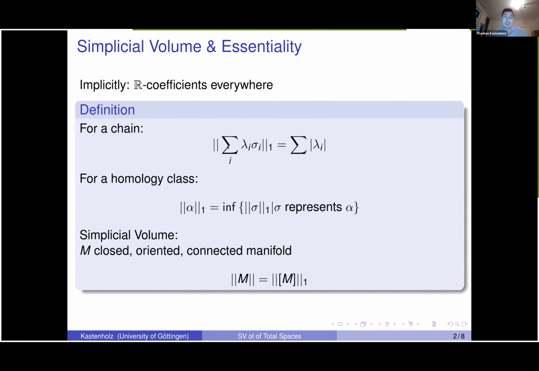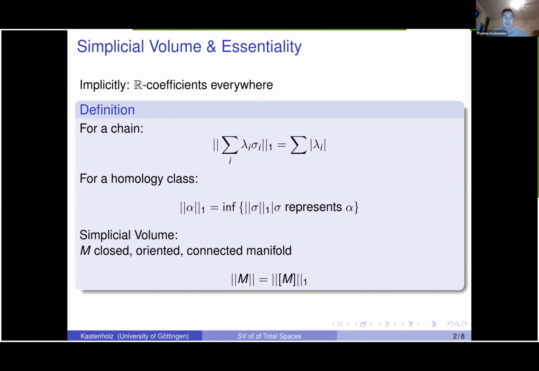And then if I have a singular chain, so it's just a sum of simplices, I can consider the L1 norm. So in this case, just the sum of the absolute value of the coefficients. And this gives me, as the name L1 norm suggests, a norm on the singular chains. And now for a homology class, I can take the infimum over the L1 norm of all its representatives and call this the L1 norm of the homology class.